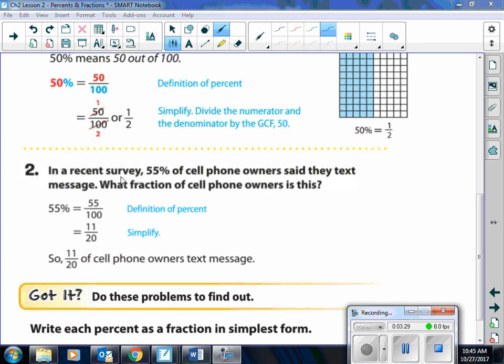For example 2, it says in a recent survey, 55% of cell phone owners said they text message. What fraction of cell phone owners is this? So we're going to take that 55%, that's 55 out of 100 because it's percent. Percent means per 100. So here we have 55 over 100, and then we can simplify by dividing by 5, and we get 11/20ths. So 11/20ths of cell phone owners text.